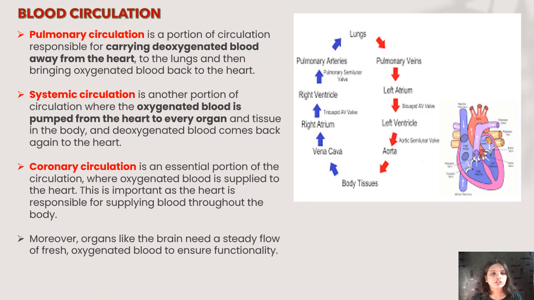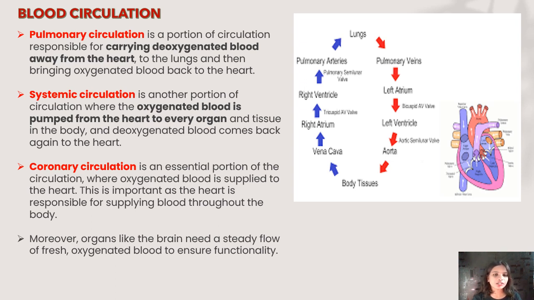Blood circulation. Pulmonary circulation is a portion of circulation responsible for carrying deoxygenated blood away from the heart to the lungs and then bringing oxygenated blood back to the heart. Systemic circulation is another portion of the circulation where the oxygenated blood is pumped from the heart to every organ and tissue in the body, and the deoxygenated blood comes back again to the heart.